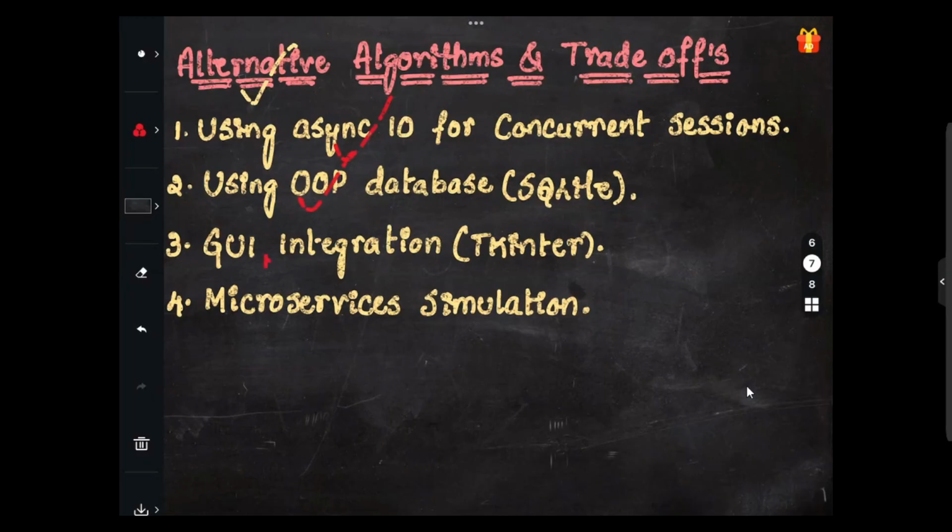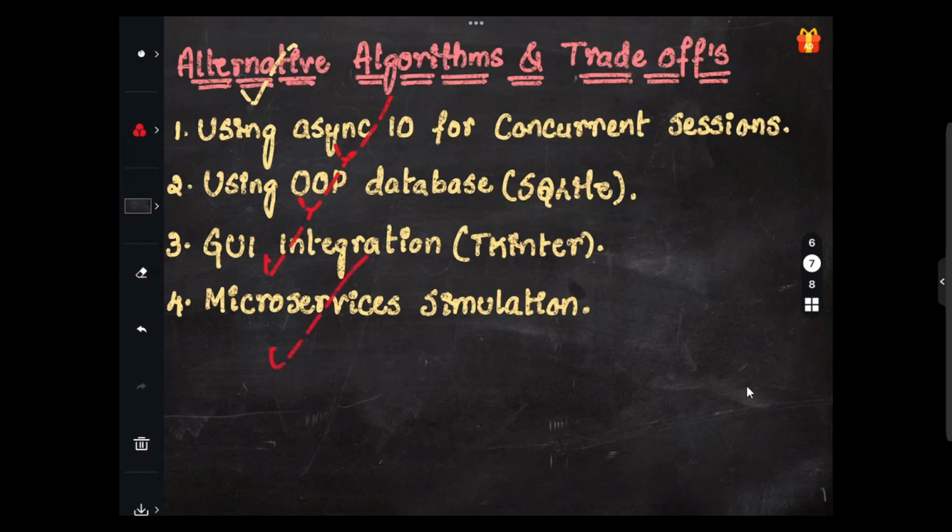Let's move on with the third one, nothing but GUI integration. We can just go with tkinter, right? This is user friendly, but the disadvantage is not LLD simplistic. We're just solving the problem here, right? The final one is microservices simulation. The biggest advantage is that it's scalable. Primarily we are speaking of the scalability here, but it overkills for the simple demo, right?